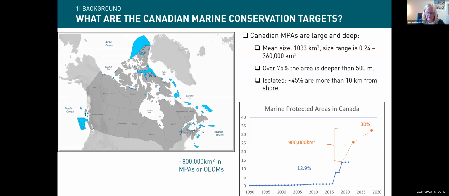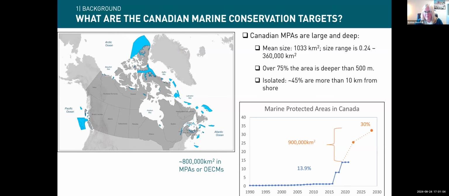Canadian territorial waters consist of 3 oceans, the Pacific, Arctic, and Atlantic Oceans, and multiple seas. Canada's EEZ is the 7th largest in the world at 5.6 million square kilometers, and we've committed to protecting 30% of this by 2030. Marine conservation areas in Canada have increased by almost 900% in the last 5 years, so we now sit at about 800,000 square kilometers under some form of protection.